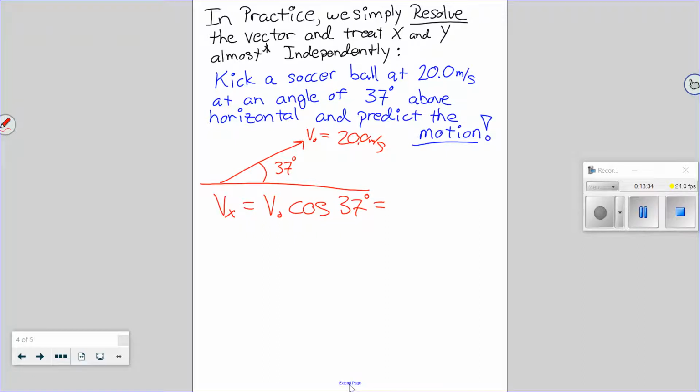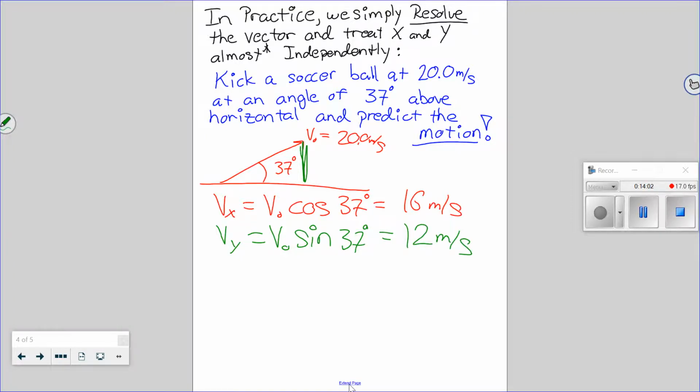Okay, and I can do Vy. It would be this side of the triangle. Vy equals V0 sine of theta. Sine of the angle, excuse me, 37 degrees. Okay, and that should be, oh, did I do it wrong? No, 5, 4, 3. That's 12. So it should be 12 meters per second. Awesome.